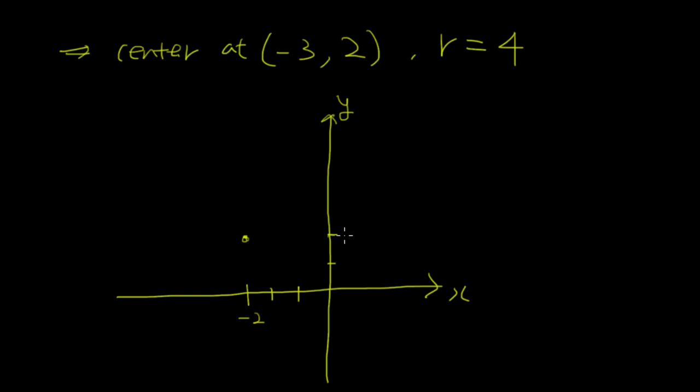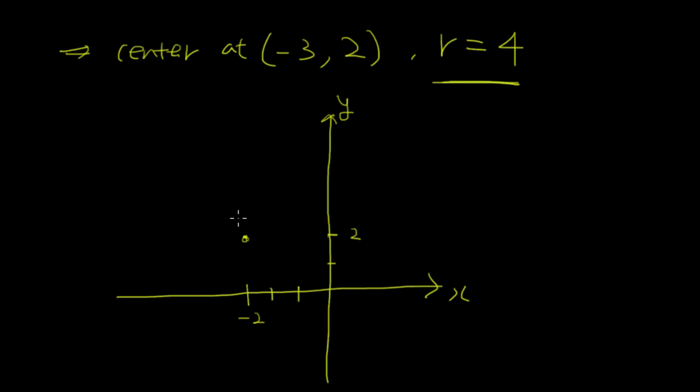Right here. Positive 2. That's our center. Right? And the radius being 4 means from that point we're going to go up 4, down 4, left 4, right 4. In every direction it's going to be 4.